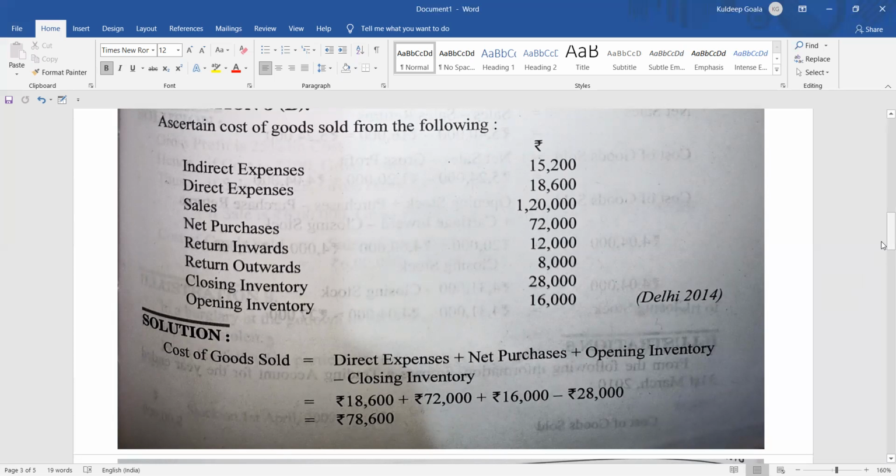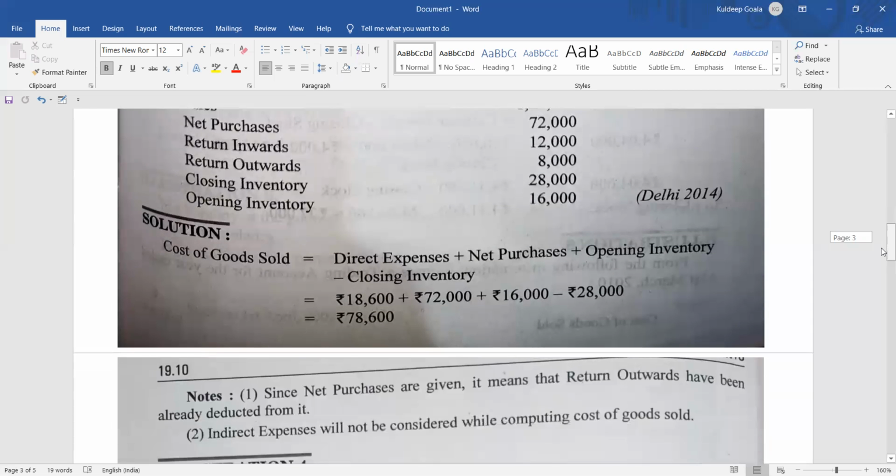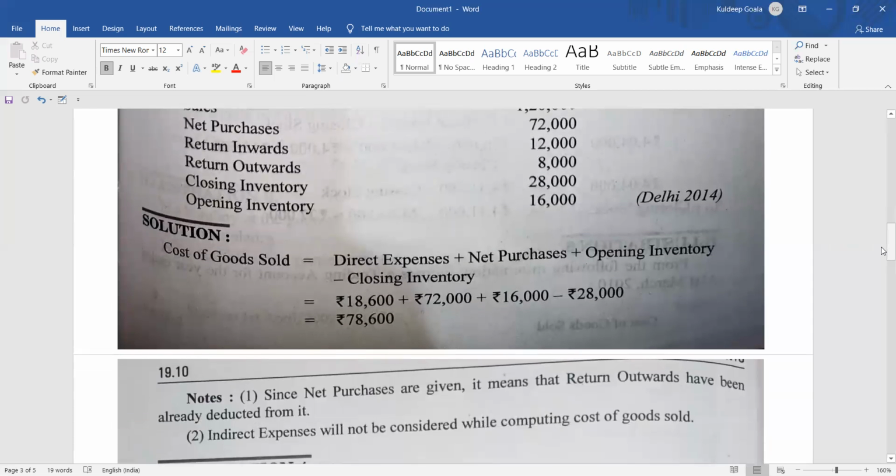So that you can solve in your copy. That's no problem. An important note is that in this case, since net purchases are given, it means that return outward has already been deducted. So you are not to take into account return outward. And another thing is that indirect expenses will not be considered in the calculation of cost of goods sold. That I have already told you, that is an item of profit and loss account, not trading account. So that is not a direct expense. It will not come in the calculation of cost of goods sold. I hope all of you have understood this point very nicely.